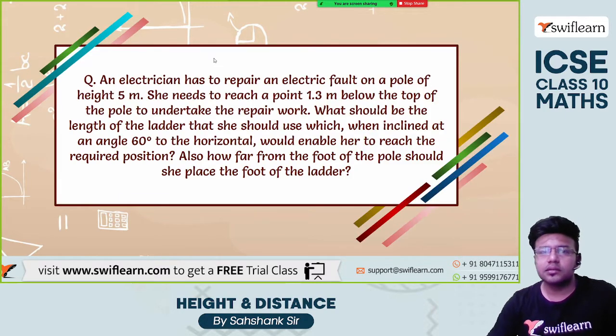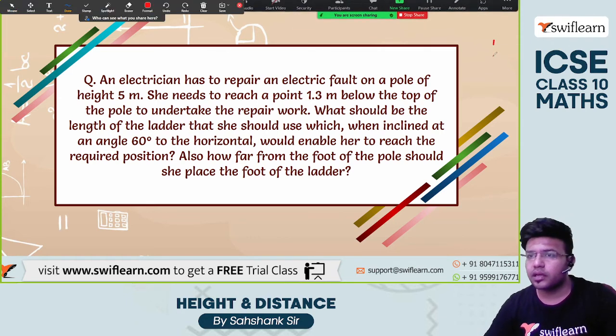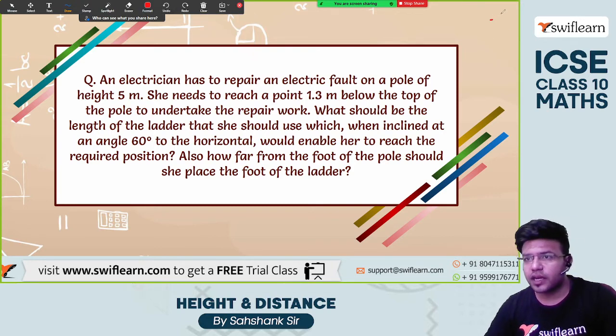Next one, guys. An electrician has to repair an electric fault on a pole of height 5 meters. She needs to reach a point 1.3 meters below the top of the pole. Let us draw a rough diagram. This is a pole.